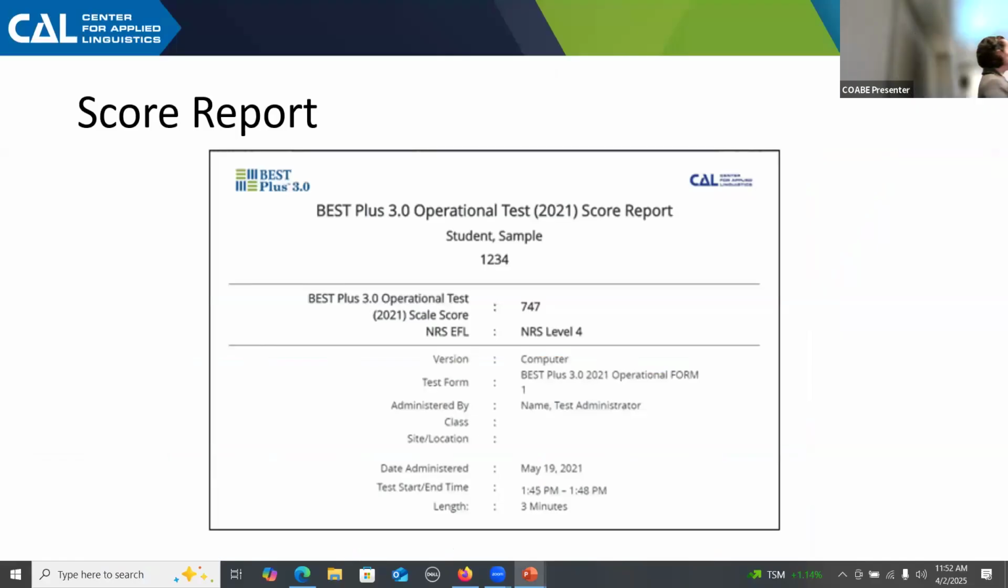Okay. This is the score report that a test administrator will see immediately after the test is completed. So there's no need to wait for Cal to analyze responses or anything like that. The test score appears on the screen right away. It provides the scaled score, which is 747 in this example, and the corresponding NRS EFL level, which in this example corresponds to level 4, and the name of the examinee and the test administrator and how the test was administered. Yes, hold on.